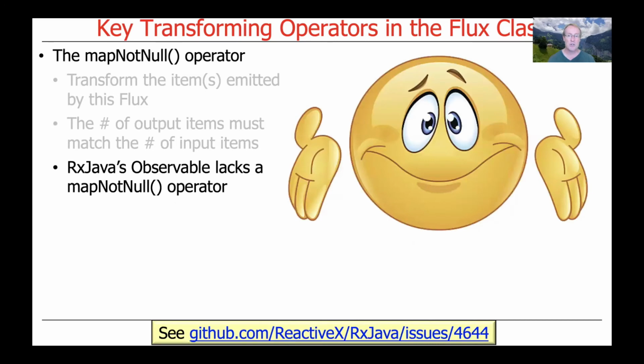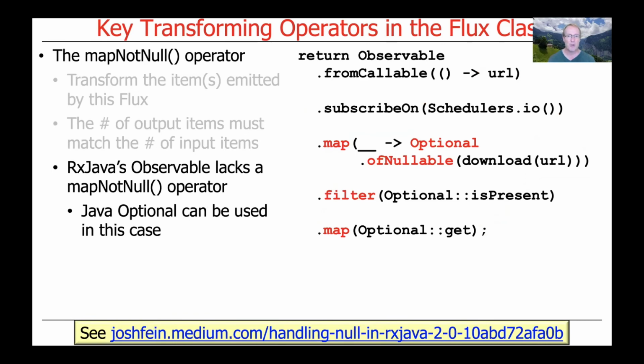Interestingly enough, RxJava's Observable class lacks a mapNotNull operator. So if you want to get sort of the same effect, there's a couple of things you can do. You can use Java Optional, as we're showing in this particular example, where we're going to basically take some URLs and be able to download things from a URL. And then in this particular case, we're going to take the result of the download method, and if it returns a null, we're going to put it into an Optional using the ofNullable factory method operator. And then we're going to only allow things to go through the continued processing if there is indeed a non-empty Optional, and then we'll get the value. So this is one way to handle null values in RxJava.